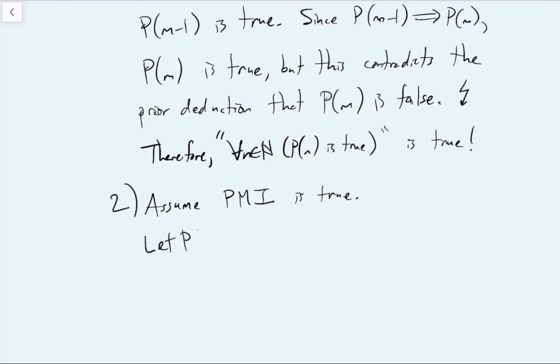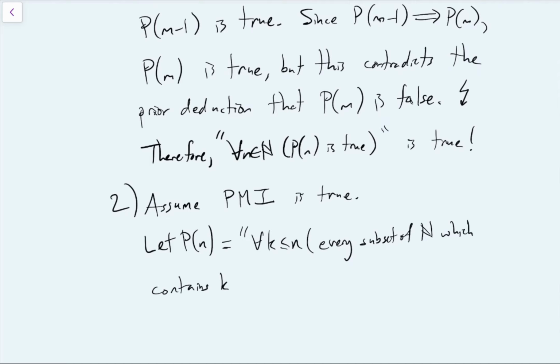Let p of n be the proposition: for all natural numbers k less than or equal to n, every subset of n which contains k has a minimum element.